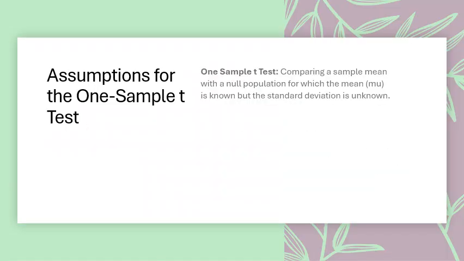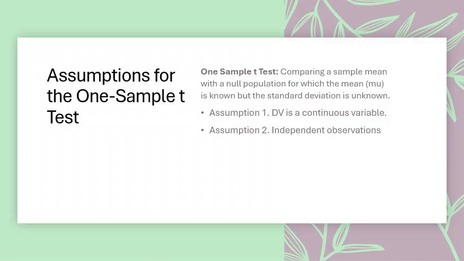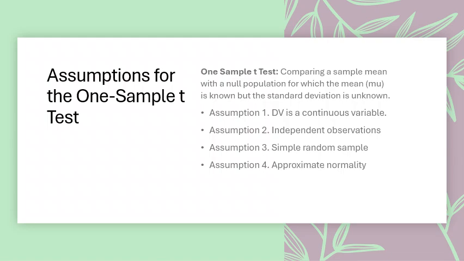So first off, remember the one sample t-test, we're just comparing a sample mean with a null population for which the mean is known but the standard deviation is unknown. And so here is a quick list of the assumptions. First off, we assume that the DV is a continuous variable. We assume that the observations are independent, and we have to make the assumption that a simple random sample has been used. We have to assume, assumption 4, that the distribution is approximately normal, and that means that we have, among other things, an absence of outliers. So let's look at each of these individually.